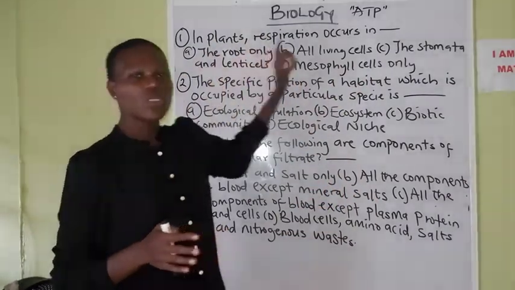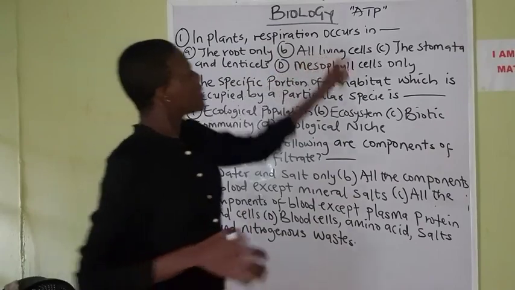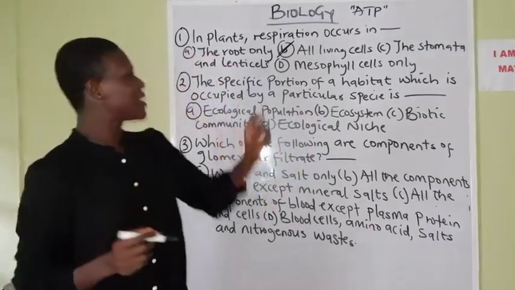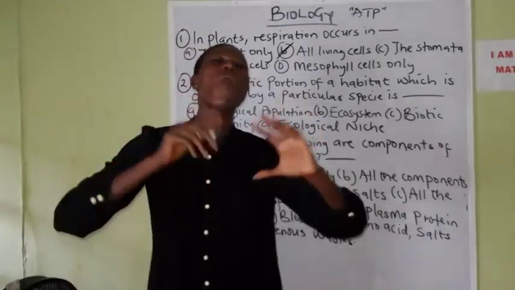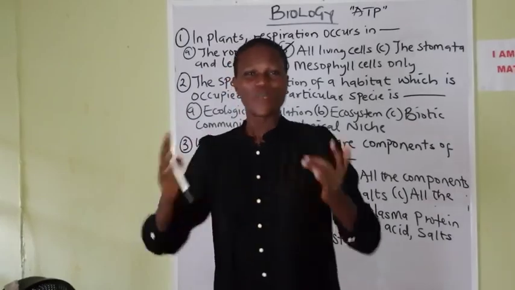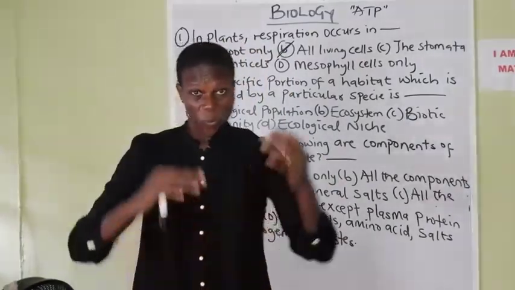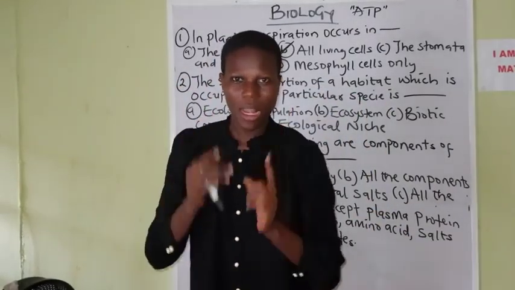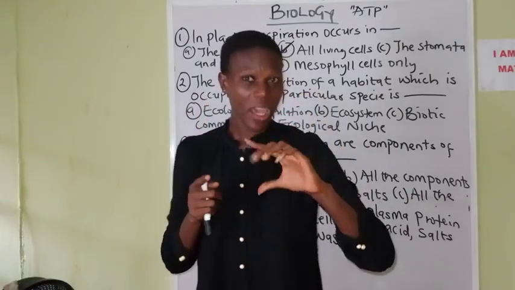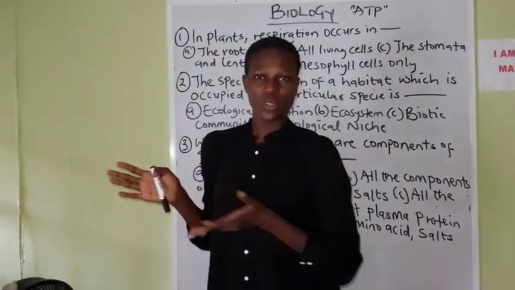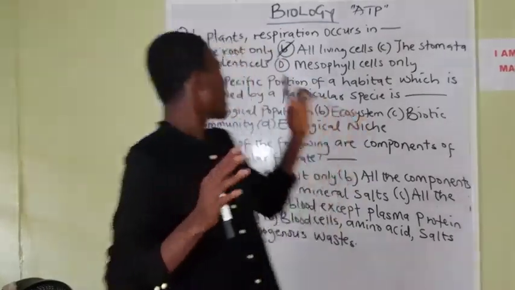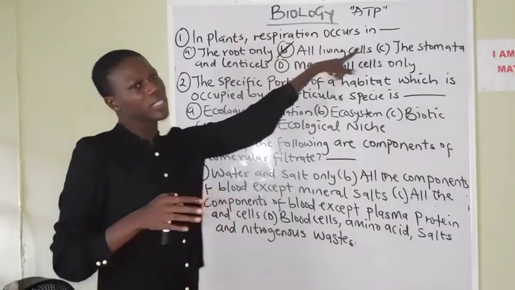So the answer to this question is all living cells, because in plants, all the parts allow for respiration. We have even the stem, we have the leaf as well, and other parts of the plant allow for respiration. Aside from maybe some animals where they have special organs for their respiration. So that's the first question. The answer is all living cells.